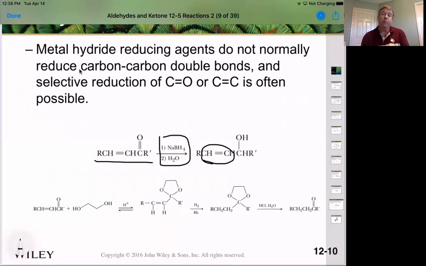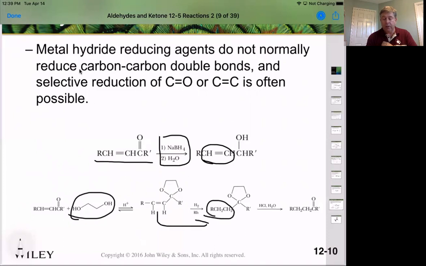Well, that's when we have to go back to using it as a protecting group as the acetal. In this case, we're going to protect the carbonyl as our acetal. Again, it takes away that partially positive charge on carbon. It no longer reacts with nucleophiles. And then we can use our catalytic hydrogenation to convert our carbon-carbon double bond. And then by adding acid, we can liberate our carbonyl compound and we can generate this. So now we can do specific reactions on specific reactive groups.